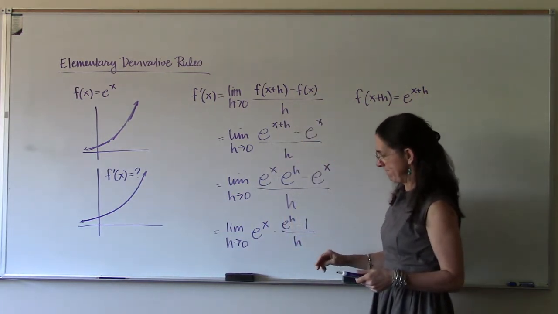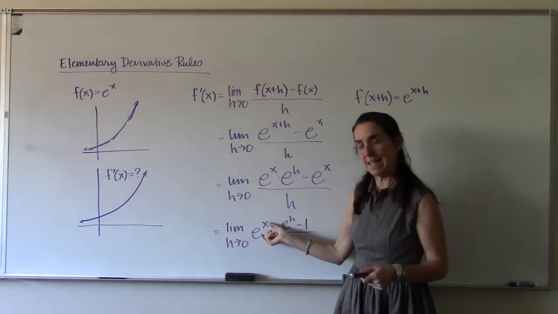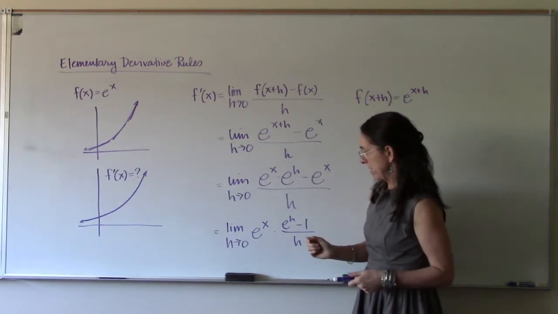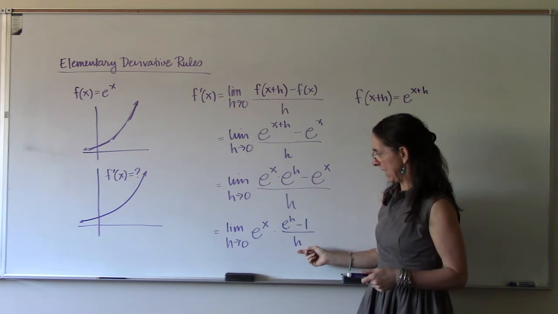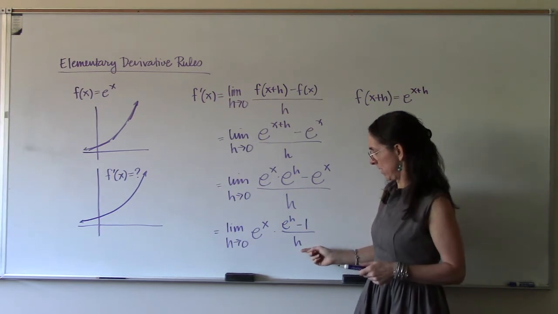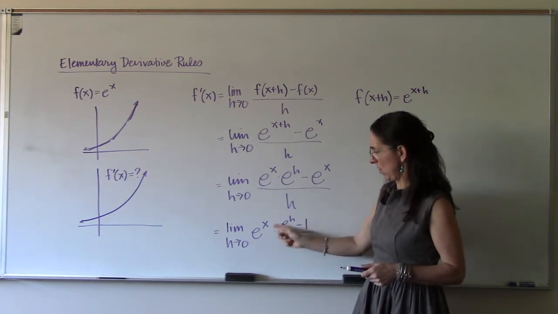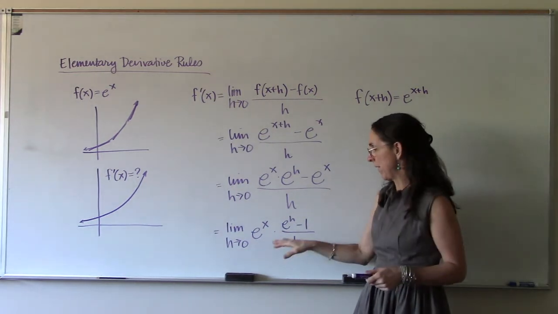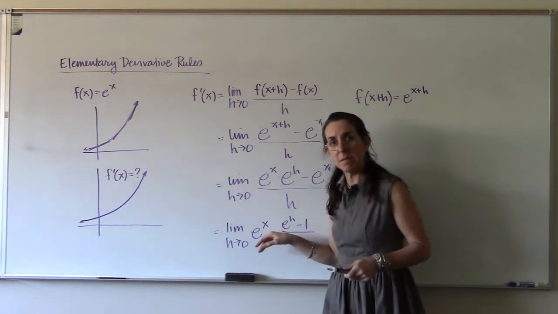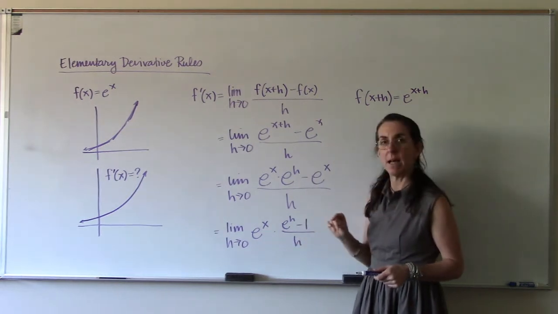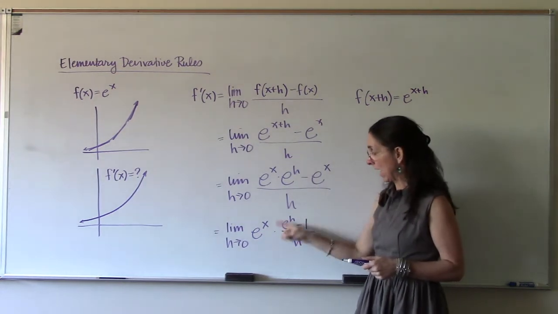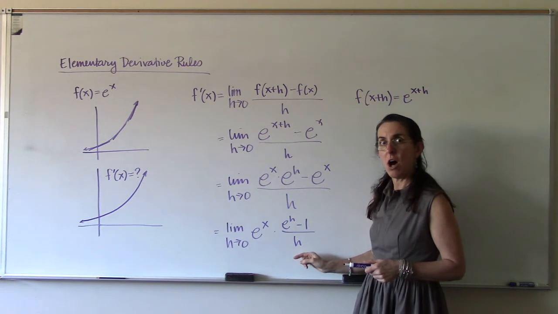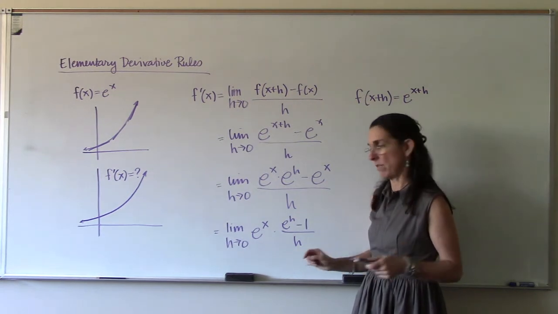So, I was able to get the e to the x out of there, but I still am not able to plug in h is equal to 0. So I need to know what this is equal to when h gets really small. So I don't think algebraically I'm going to be able to do anything with this, but I can check out the values of this thing on the calculator. So let's do that.